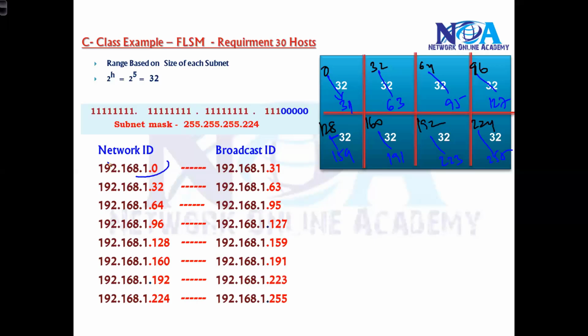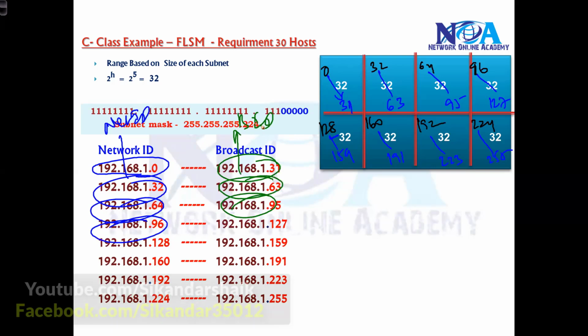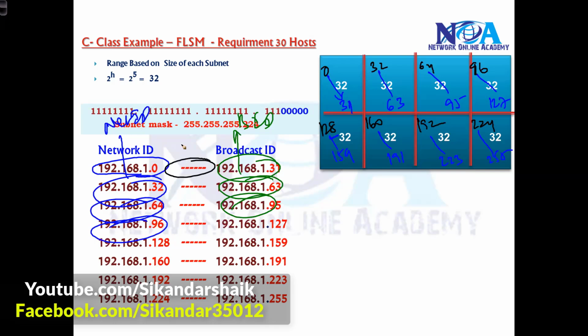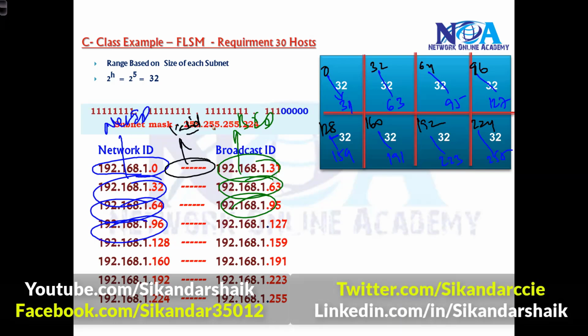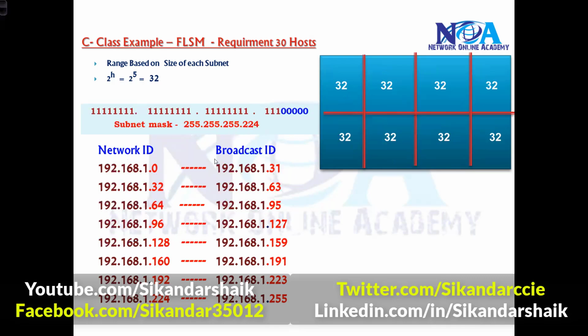In this, the first addresses you see are the network IDs in each and every subnet. Whatever addresses you see at the end are the broadcast IDs in each and every subnet. And whatever addresses you don't see in between are all the valid IP addresses which we can assign to any device in the network.